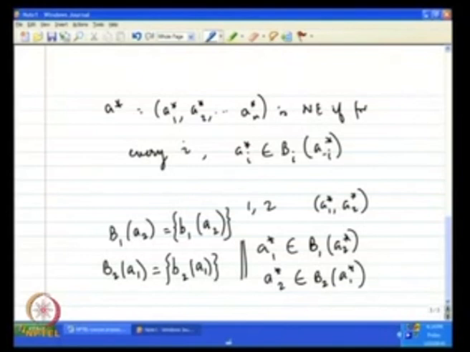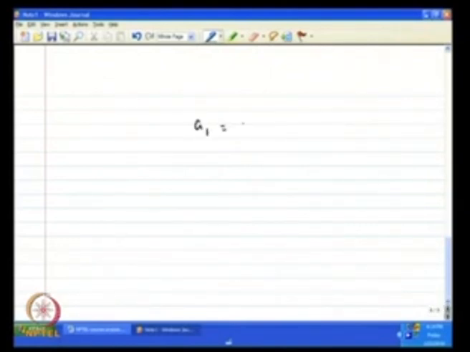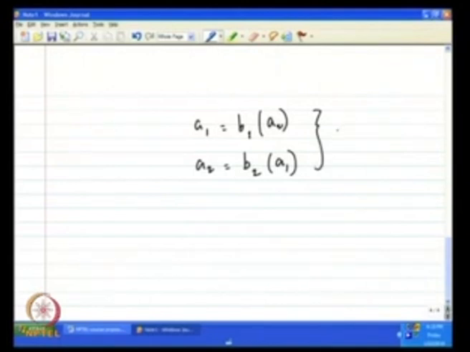In that case, it does not have more than one element, and what I need to solve is these two equations. One is A1 is equal to B1 of A2, and A2 is equal to B2 of A1. If I can solve these two, I will find the Nash equilibrium, because B1 is a function of A2, so I have one equation in two variables, and B2 is a function of A1, so another equation in two variables. Two equations, two variables. If I solve them, I get the Nash equilibrium.